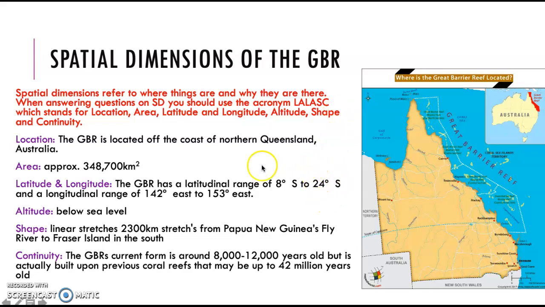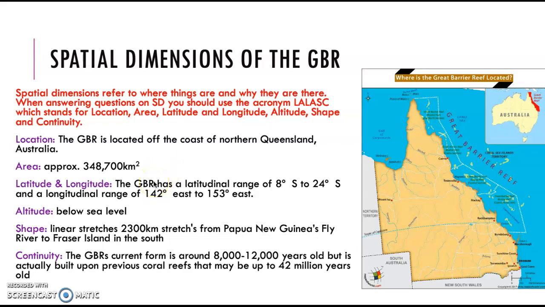So, the Great Barrier Reef, its location: it's located off the northern Queensland coast of Australia. So we know that Australia looks like this, Queensland is a northeastern state, and the Great Barrier Reef exists off its coastline. The area of the Great Barrier Reef is approximately 348,700 kilometres squared.